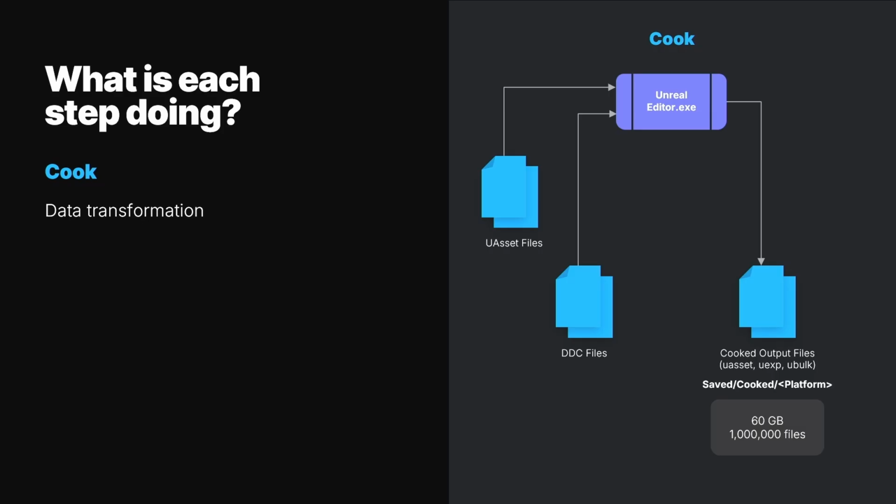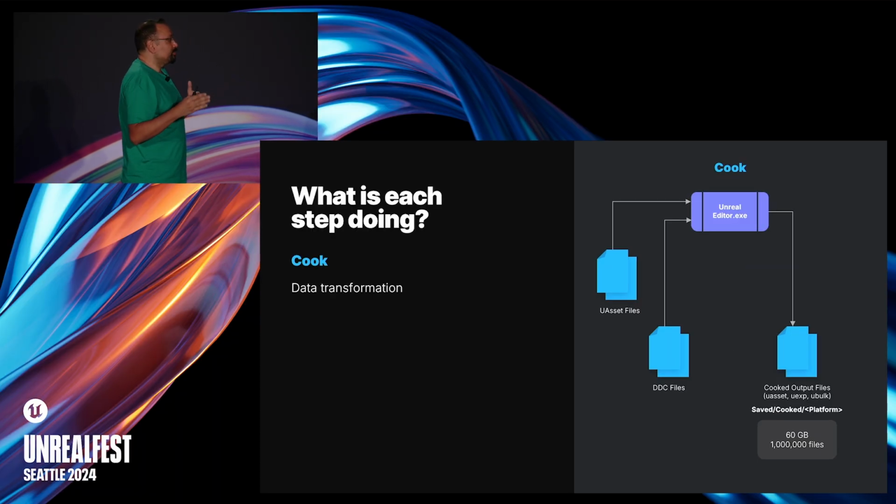So one way to visualize this is as shown here. Starting with the cook phase, that is taking in UAsset files. It is also taking in files from the DDC or derived data cache. And then it is writing out cooked output files under the saved cooked platform directory. So in this example, hypothetically, let's say that produces 60 gigabytes of output spread across 1 million files.